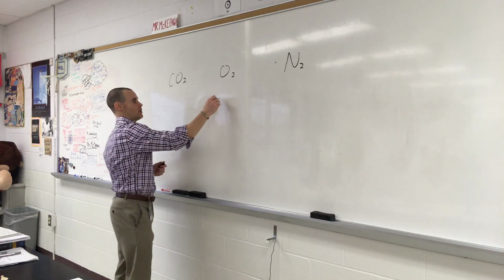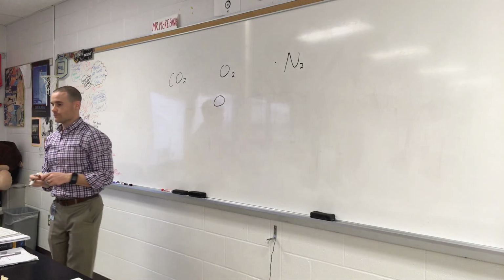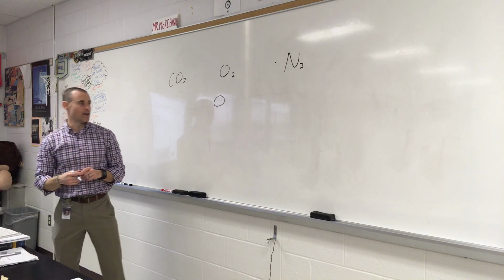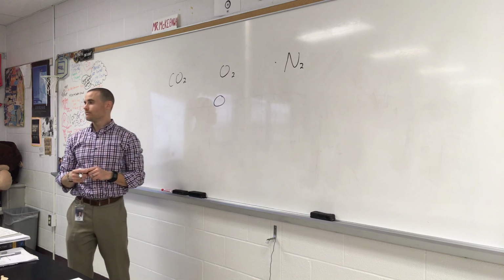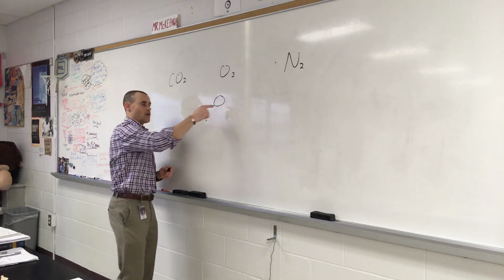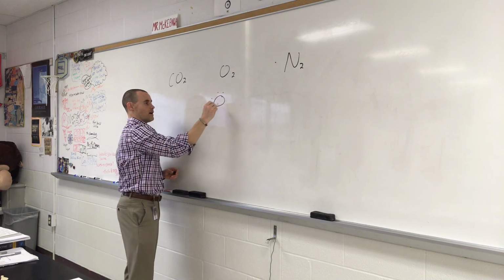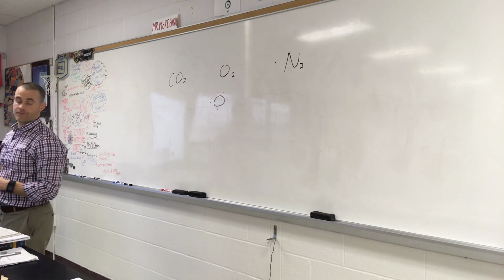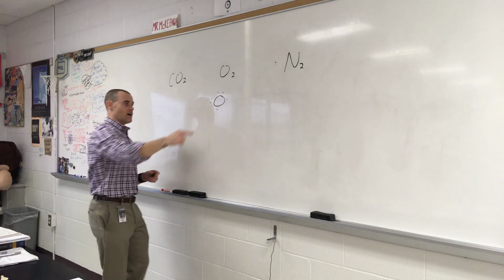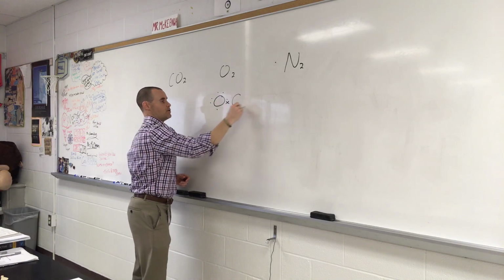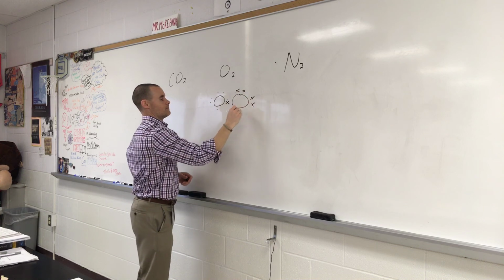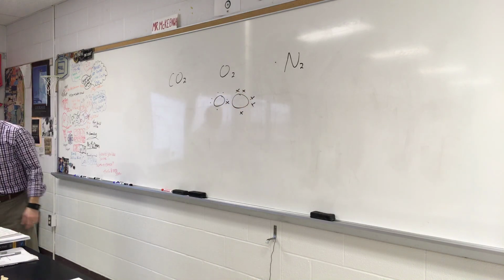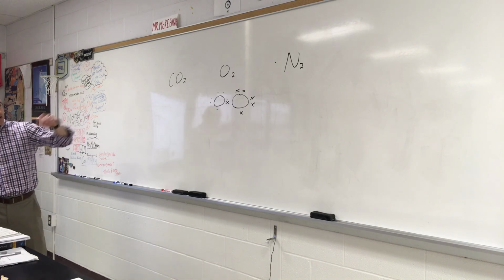So draw 1 oxygen. Okay, how many dots does O have? 6. Draw it the same way I do. 1, 2, 3, 4, 5, 6. I know I just broke my rule, but whatever, stay with me. I'm going to put the other oxygen right here. I'm going to use X's. So it's a mirror image of itself. Why it's nonpolar.